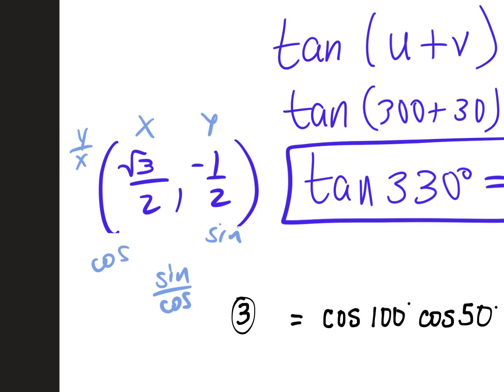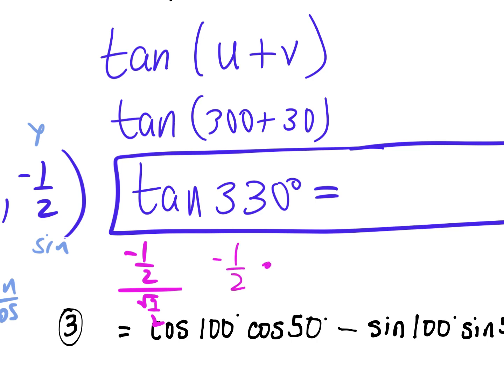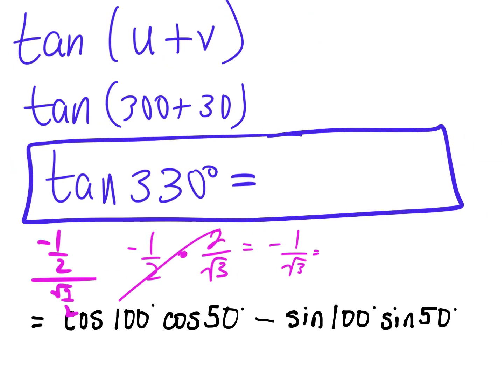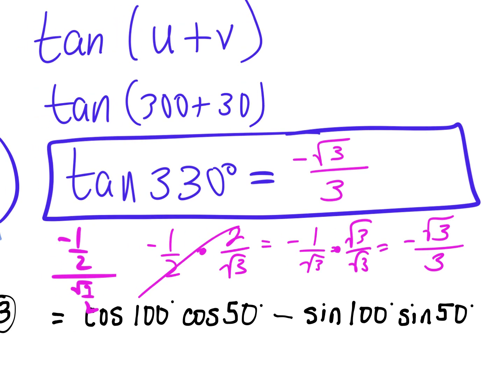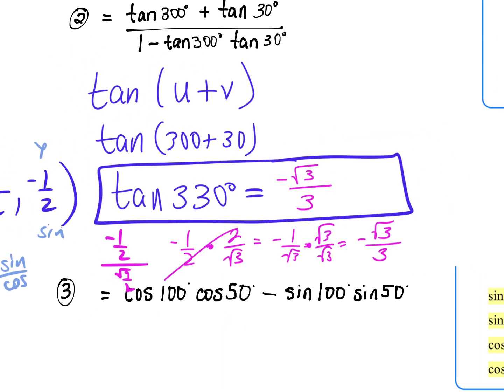But you're going to do a little algebra here. You're going to say, okay, I have negative 1/2 divided by square root of 3 over 2. So I have negative 1/2 times 2 over the square root of 3. What happens with your 2's? They cancel. So I have negative 1 over the square root of 3. That's no bueno. Multiply by the square root of 3. So I have negative square root of 3 over what? 3. So your answer here is both parts. The tangent of 330 equals negative root 3 over 3.